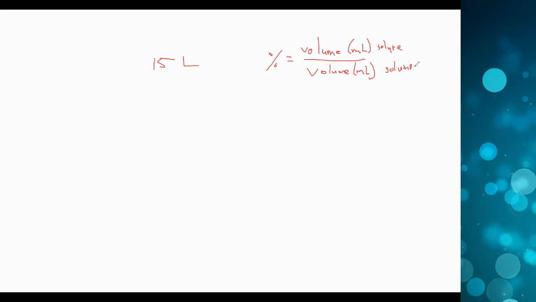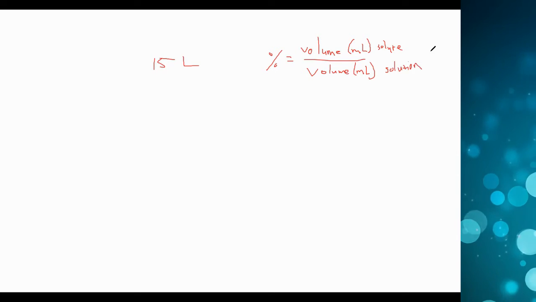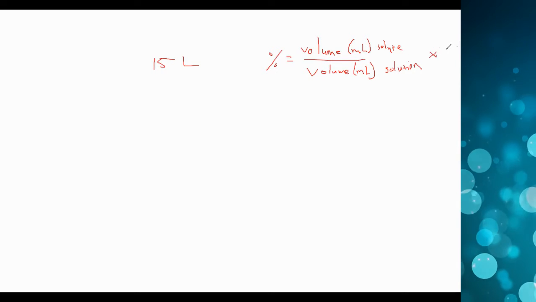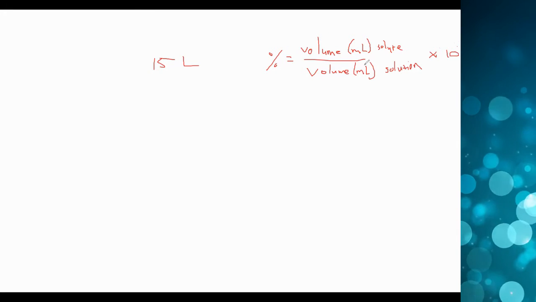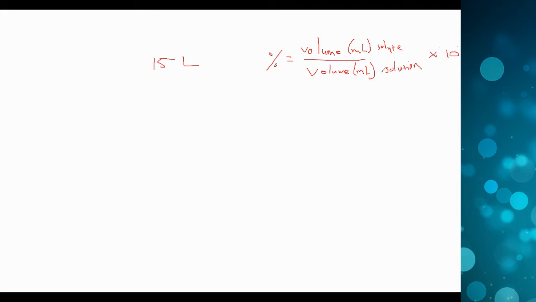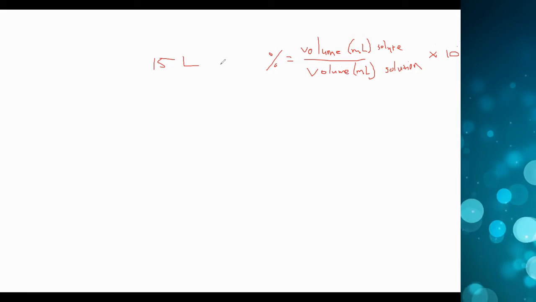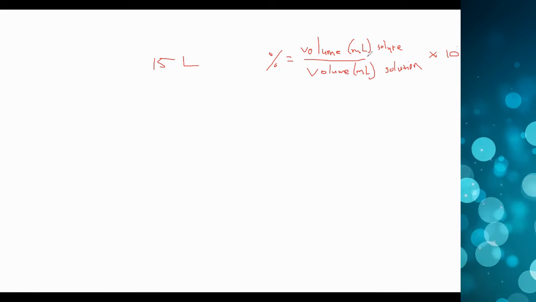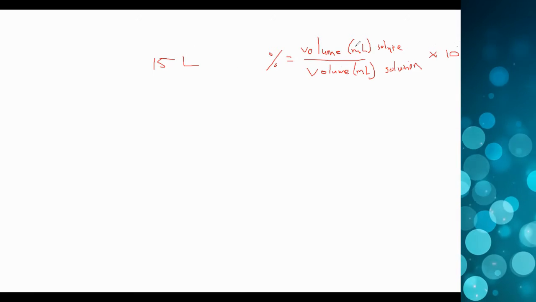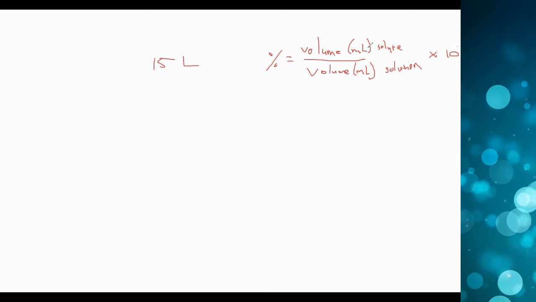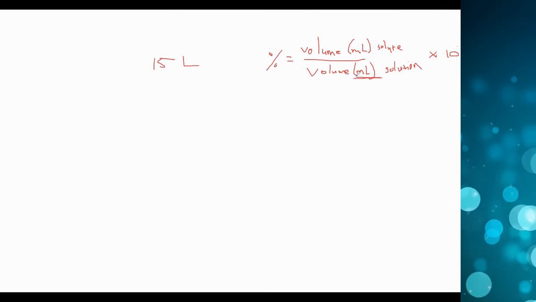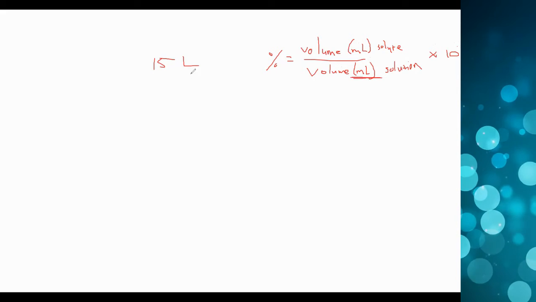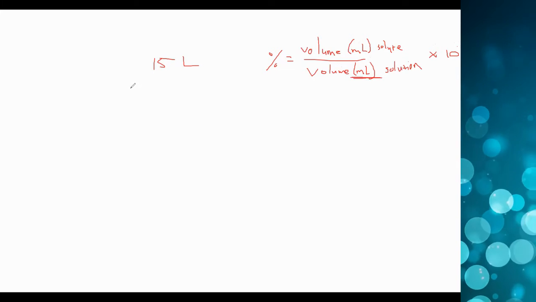And again, I apologize, I don't have my writing pad like I normally do. And we multiply that by 100. So that's the equation for percent: volume of the solute divided by volume of the solution times 100. We could also do this in terms of mass as well. So instead of milliliters, we could use grams here. So we have this question, but notice the equation calls for milliliters, but we have liters. So we need to convert this to milliliters.